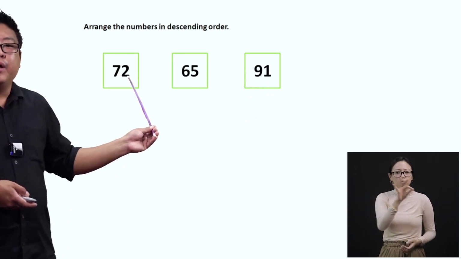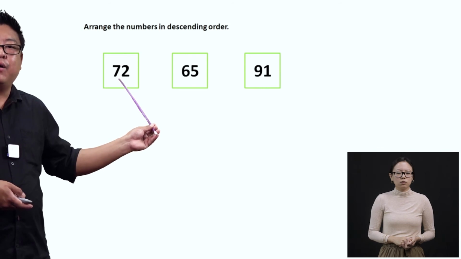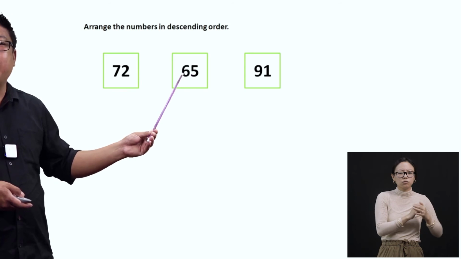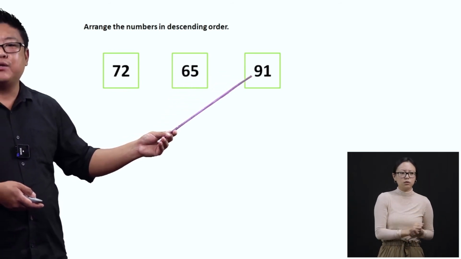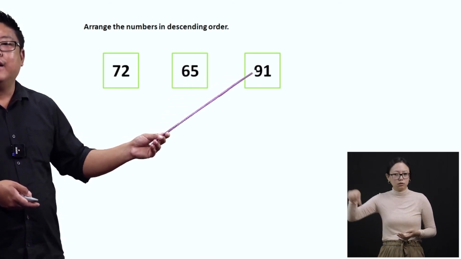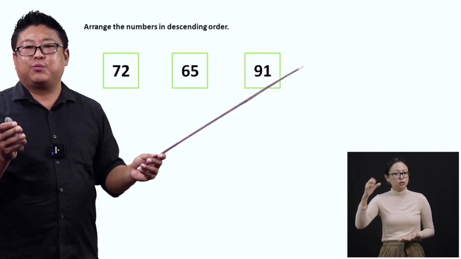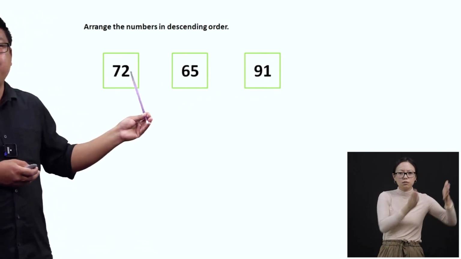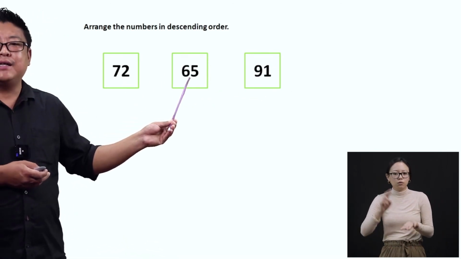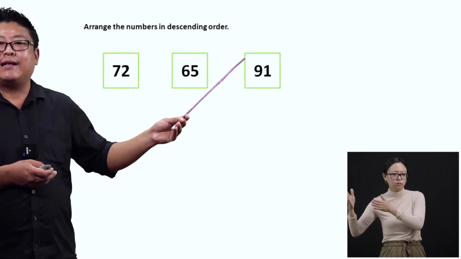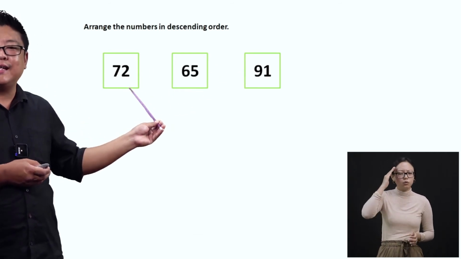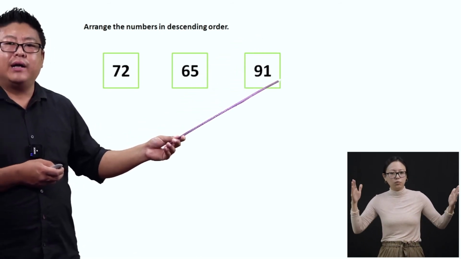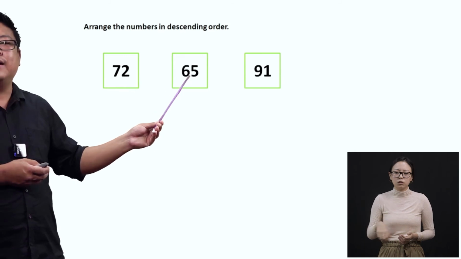three. So if you look at the tens place of 72, we have 7. Tens place of 65, we have 6. In tens place of 91, we have 9. Please remember that the tens place will be on your left of the number, all right? So if you compare 7, 6, and 9, we know that 9 is greater than both 6 and 7. So we can say that 91 is bigger than 72 and 65.